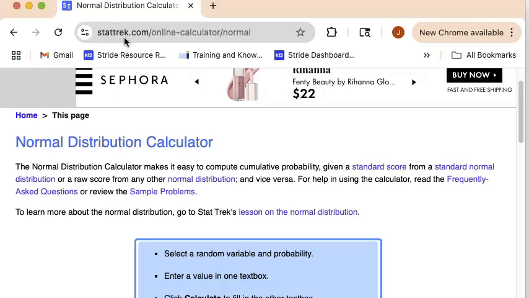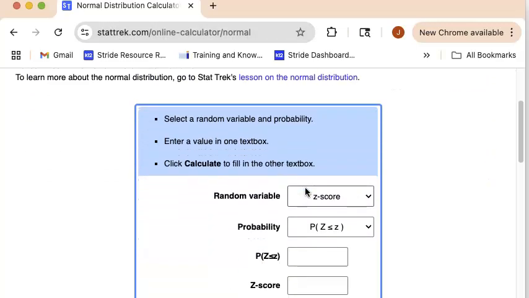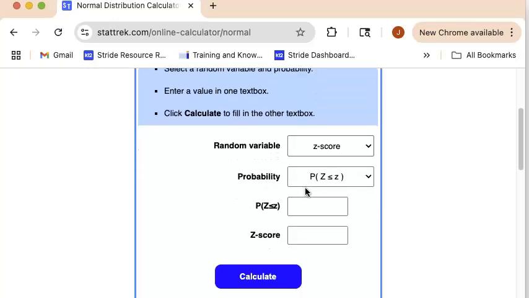So there's a website called StatTrek.com/onlinecalculator-normal, and there's a lot of online normal distribution calculators, and in reality, there's no professional out there that's using z-tables. They're going to have some computer system that's going to calculate things. We got to know how to use them.